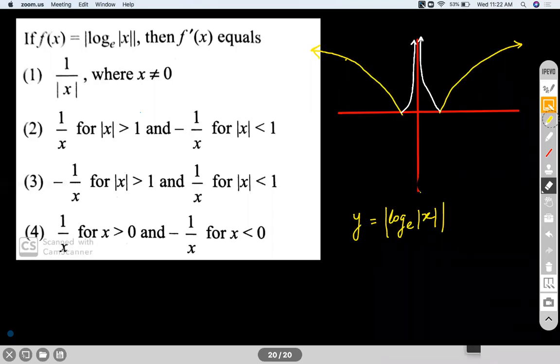Now see, this itself will tell you a lot of things. This point, first of all, is 1, right? X is 1 and this is minus 1. If you see this yellow part, this yellow part is still a part of ln x graph, isn't it?